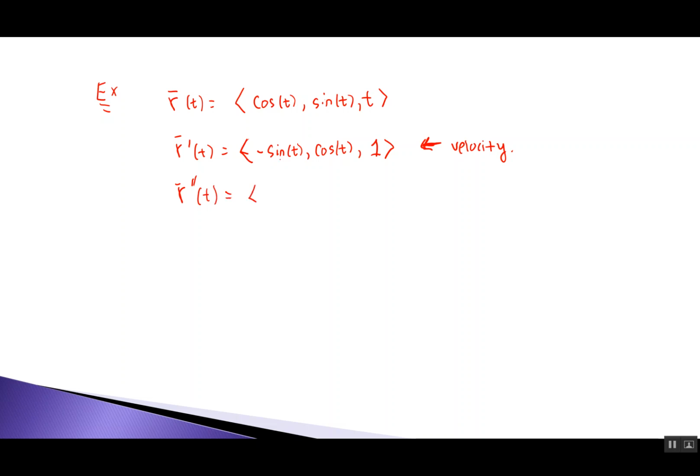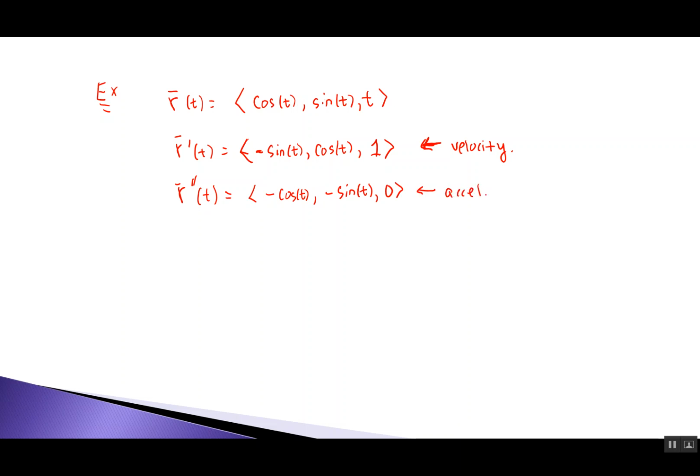I just take the derivative of each component of the velocity vector. So the derivative of negative sine is negative cosine. The derivative of cosine is negative sine. The derivative of 1 is 0. There's my acceleration.